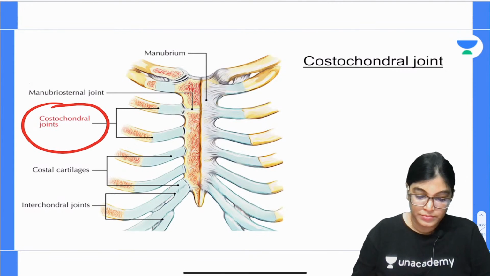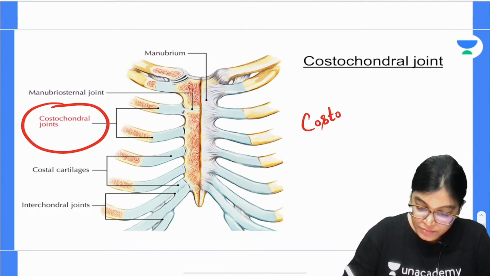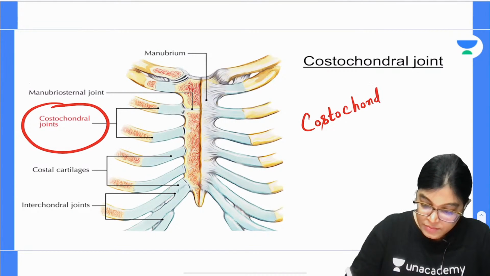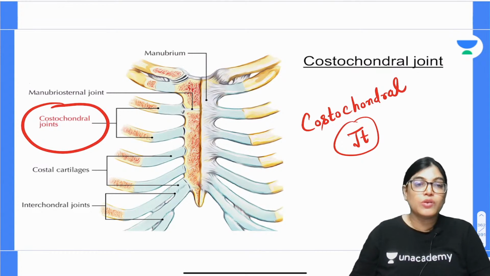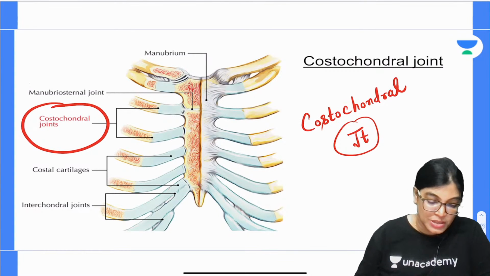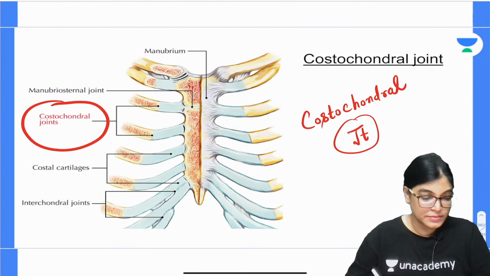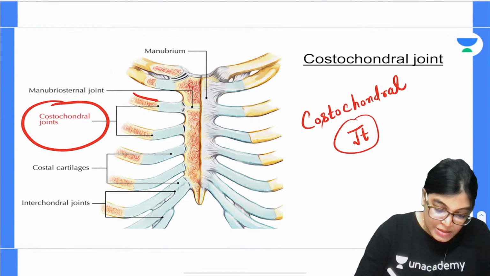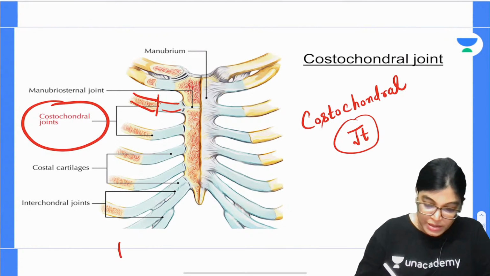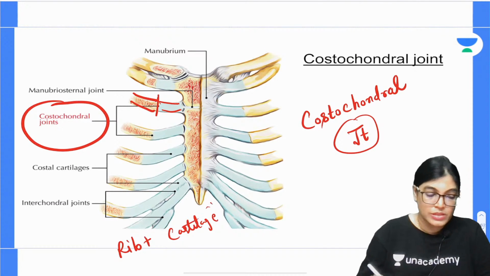The costochondral joint is an articulation between the rib and the cartilage. As you can see in this diagram, this is the bony rib and this is articulating with this cartilage. So, the junction between the rib and its cartilage is an example of costochondral joint.